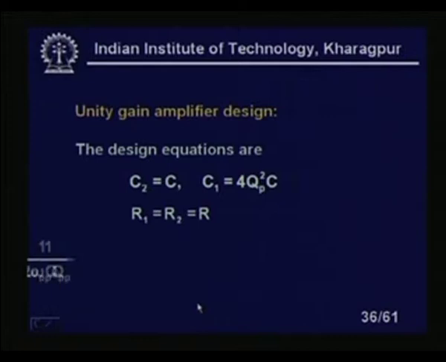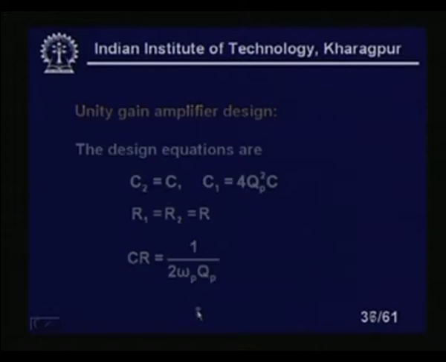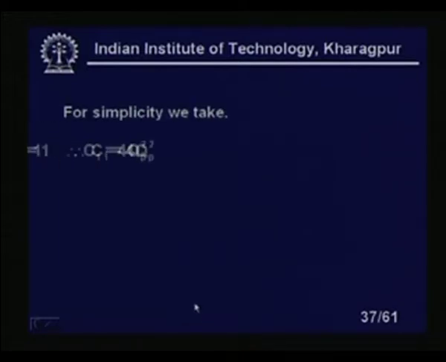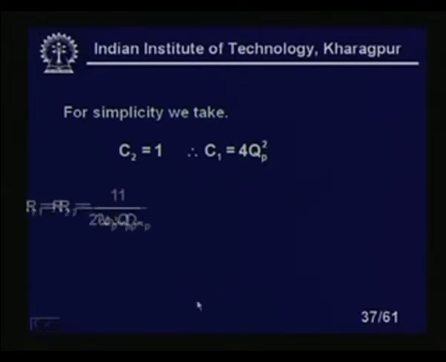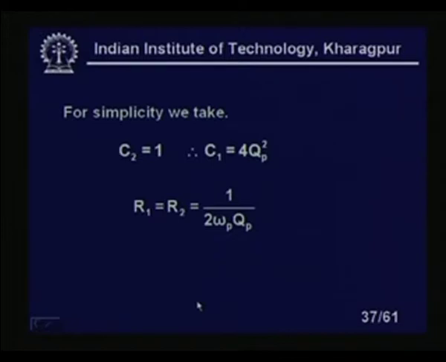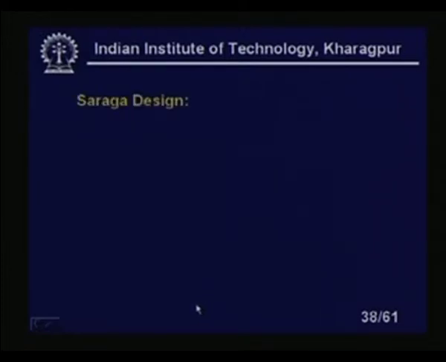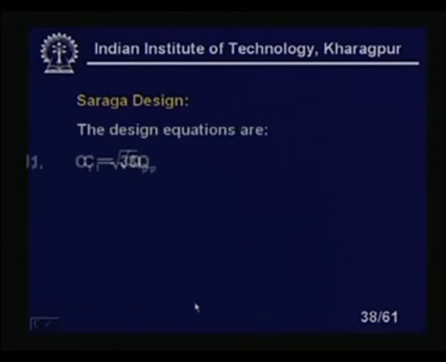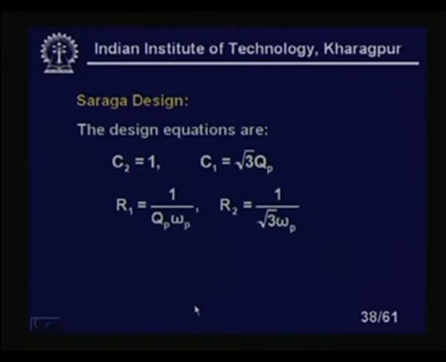R1 equal to R2 equal to R and CR equal to 1 upon 2 omega p q p. For simplicity we take C2 equal to 1, C1 equal to 4 q p square, R1 R2 equal to 1 upon 2 omega p by q p. And the surrogate design you see here: the design equations are C2 equal to 1, C1 equal to root 3 q p and R1 equal to 1 upon q p omega p, R2 equal to 1 upon root 3 omega p. So, small k equal to always 4 by 3, which is 1 plus R2 by R1, right.